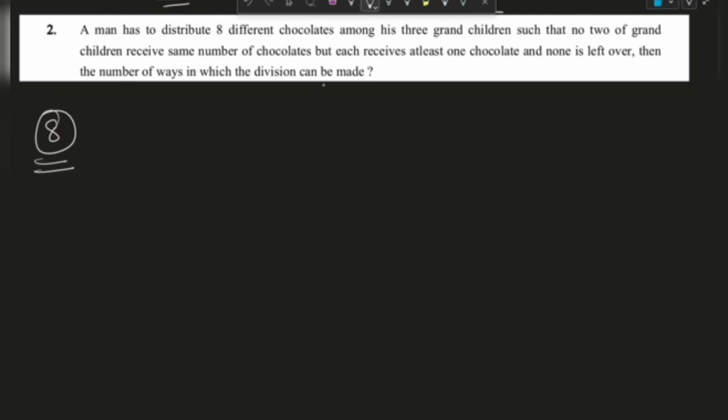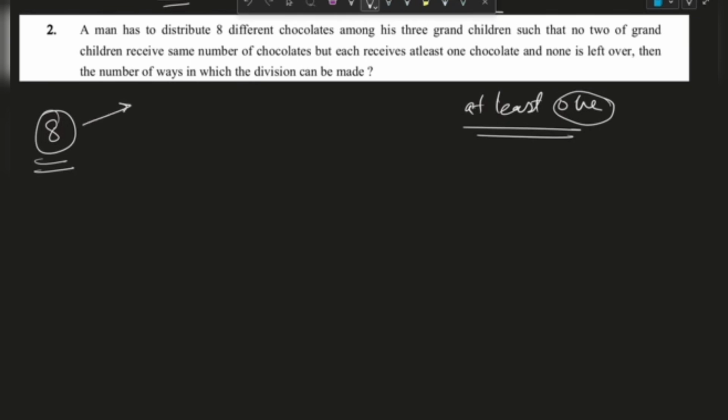But at first you have to notice something: each of them receives at least 1 chocolate. This is important, which means that when you find the number of possible ways, you can't make anyone 0, because they have to receive a minimum of 1 chocolate. If this was not written, there would maybe be more possible ways. So now we'll proceed with the question.